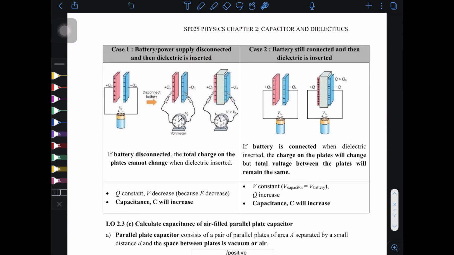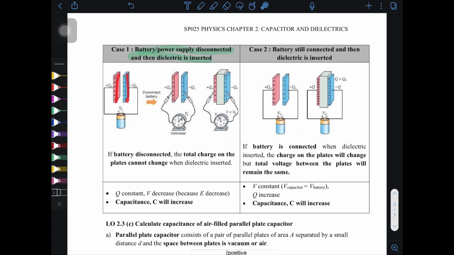Okay, now we go to the next one. Okay, so we have a case here. Ini soalan yang agak famous konsepnya. Okay, so we have two case. Case yang pertama, we have a battery or power supply disconnected and then dielectric is inserted. Okay, so dia macam ni.